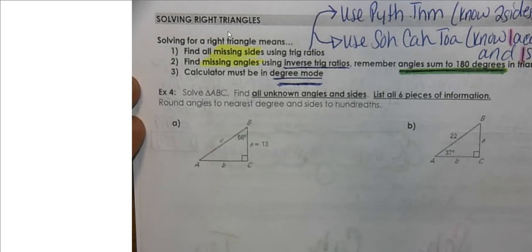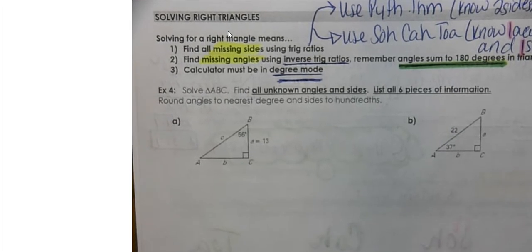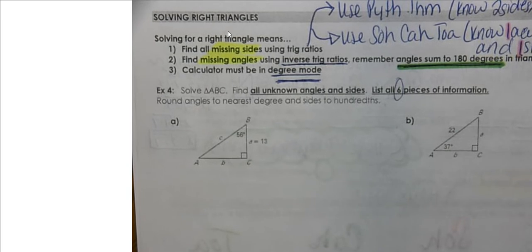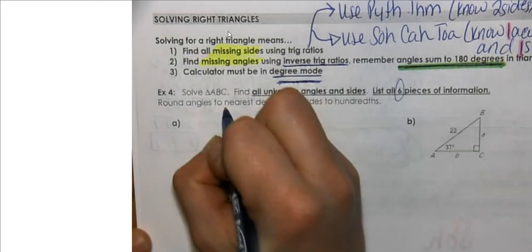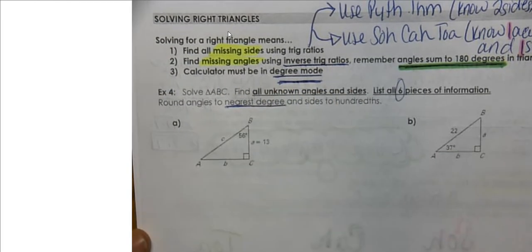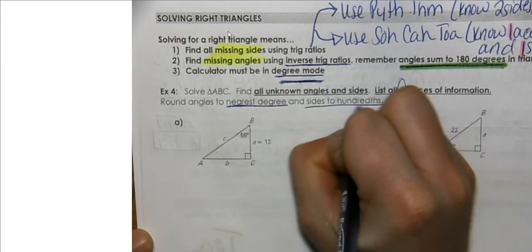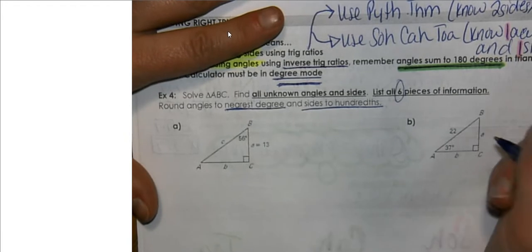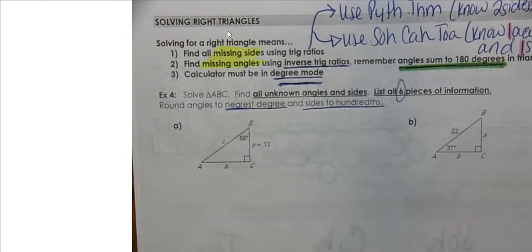And now I have example number 4, which says, solve triangle ABC. Find all unknown angles and sides and list all 6 pieces of information. We want to make sure that we round our angles to the nearest degree, so that's a whole number, and round all of our sides to the nearest hundredth. So the first thing I'm going to do is write down all the information that I know and need to find.